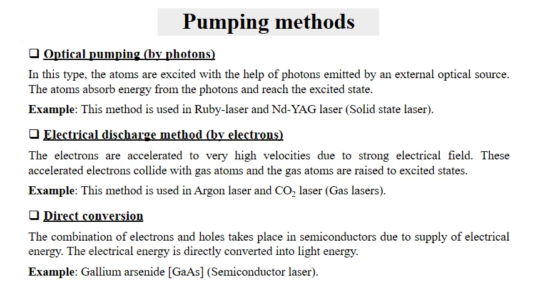Next is direct conversion. The combination of electrons and holes takes place in semiconductors due to the supply of electrical energy. The electrical energy is directly converted into light energy. This is happening in the case of semiconducting lasers like gallium arsenide.